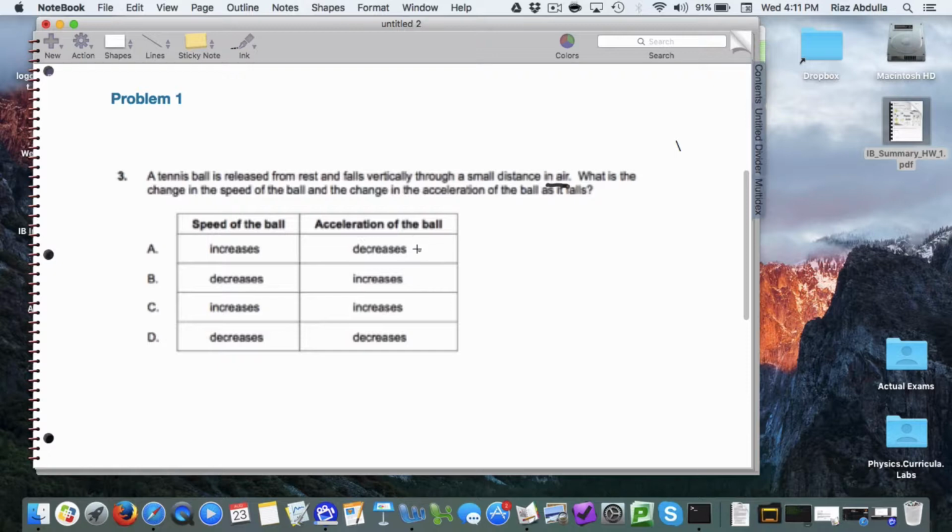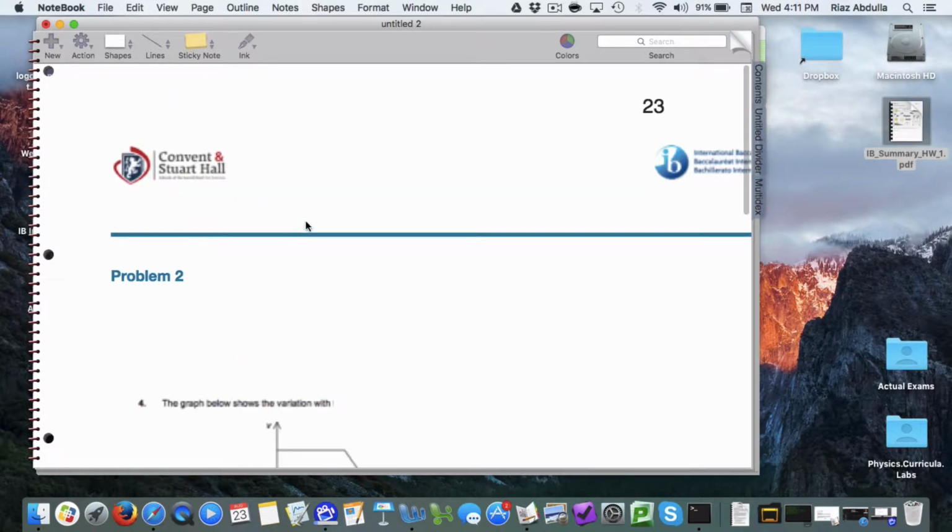So we will decrease, so either A or D is correct. Now the speed of the ball will in fact be gaining speed as it moves. So choice A is in fact the correct choice for this problem.